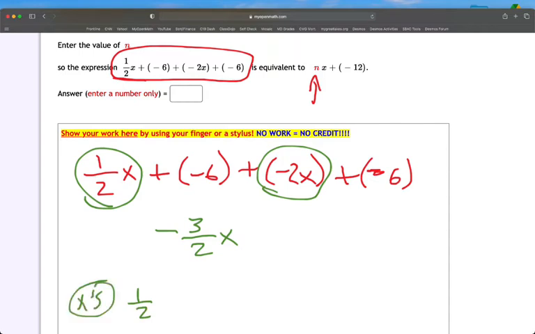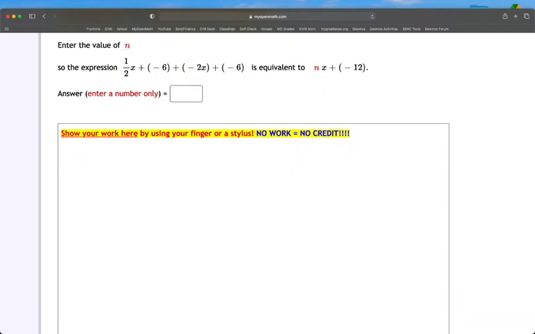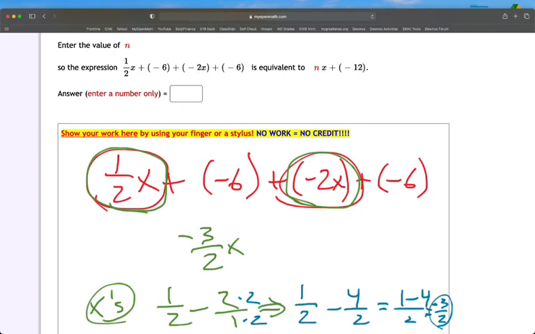And the reason is because these are x's right here. We have 1/2 minus 2. Well, that's the same thing as 1/2 minus 2 over 1, which is the same thing as 1/2 minus 4 over 2. And all I'm doing there is finding a common denominator by multiplying top and bottom of that by 2. And then we have 1 minus 4 over 2, which is negative 3 over 2. Okay, so that's how we get the negative 3/2 x.